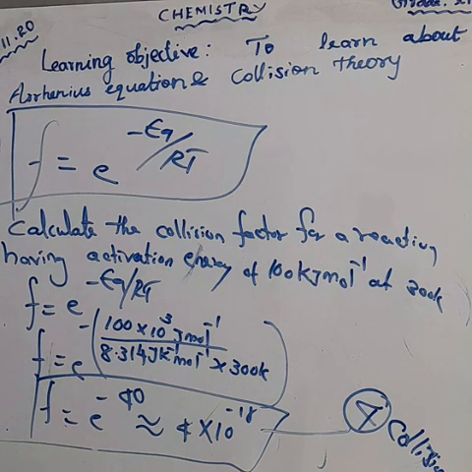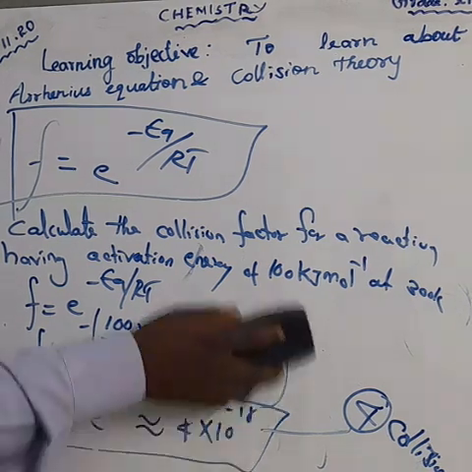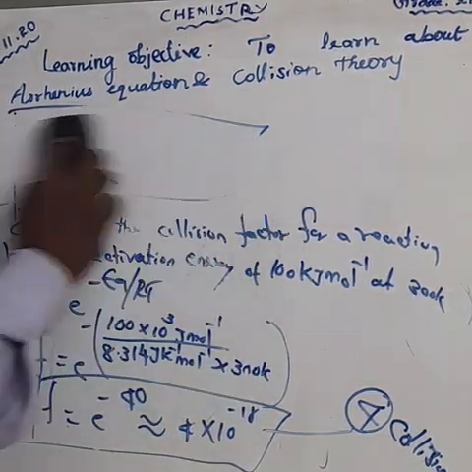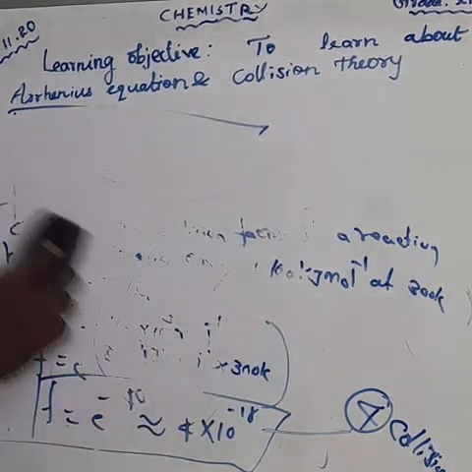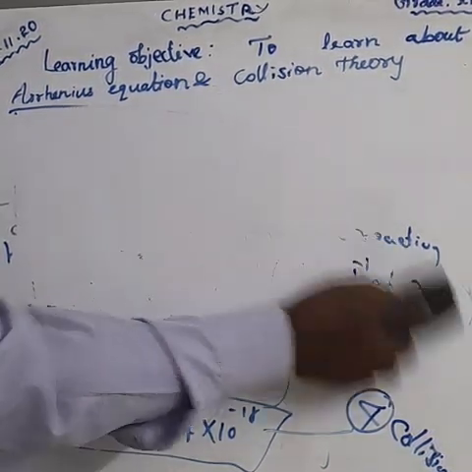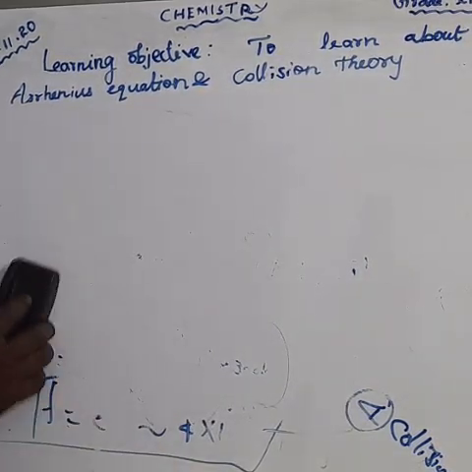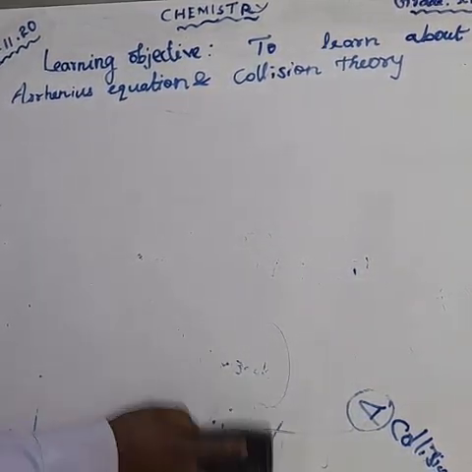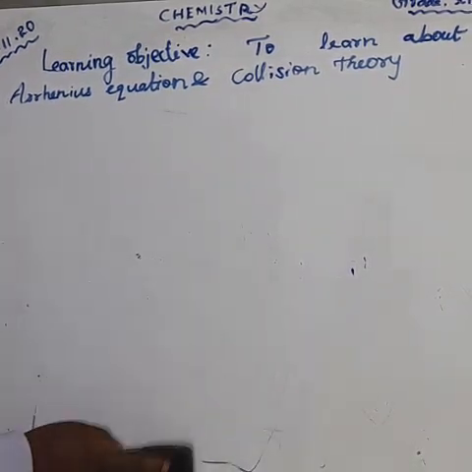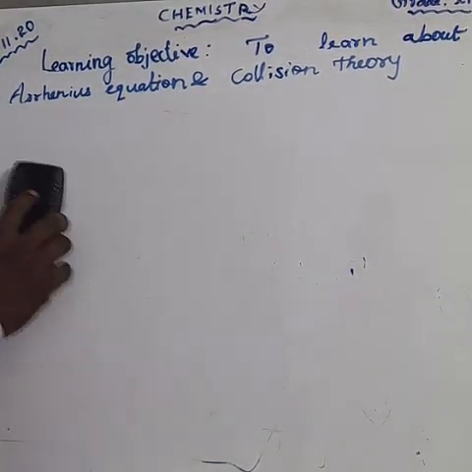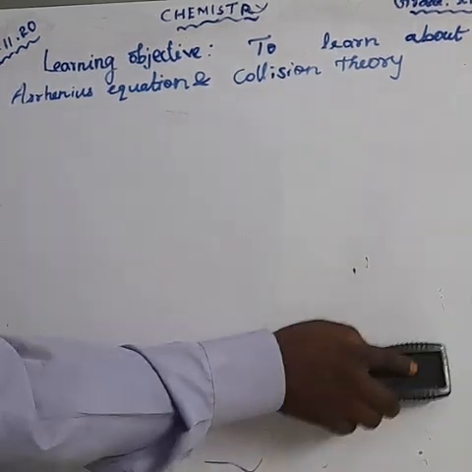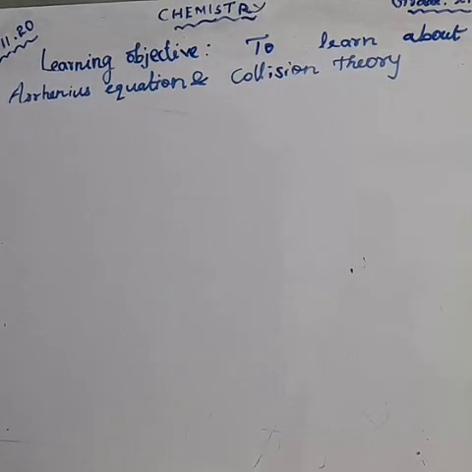To find the orientation factor, we should draw a diagram. What is an effective collision? What is the correct collision? A proper collision, and also an improper collision. Proper alignment and improper alignment, effective collision and ineffective collision. We have to understand that.